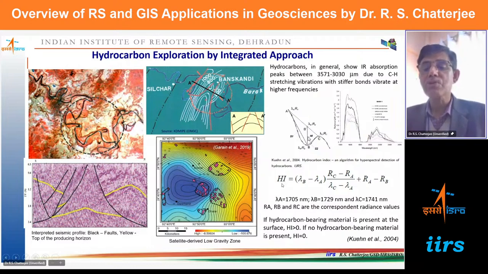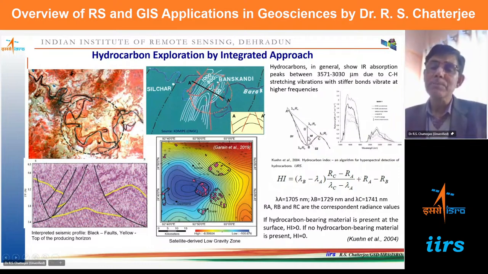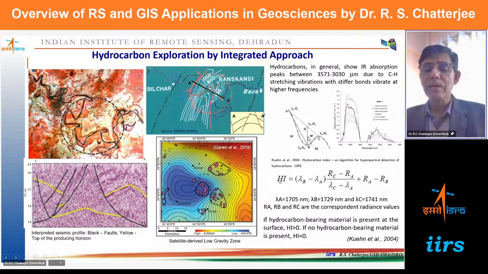this hydrocarbon index, and the value of the hydrocarbon index at that particular location is nothing but the reflectance in this particular band. At that particular wavelength, what is the reflectance? And what is the wavelength here? Depending on the reflectance and their wavelength, this HI or hydrocarbon index has been calculated.